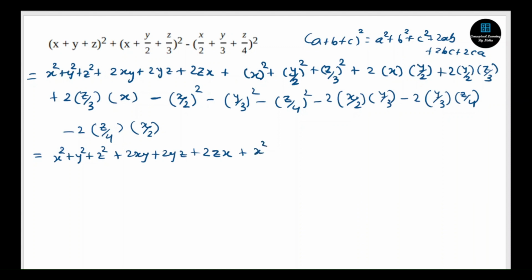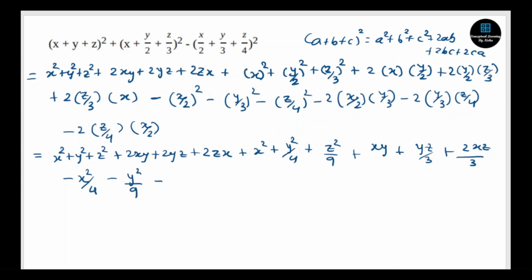Here x square plus y square upon 4 plus z square upon 9. Make the square correctly. Okay, now 2 is getting cancelled here, so xy plus yz upon 3 because 2 get cancelled, and here plus 2xz upon 3. Now minus x square upon 4 minus y square upon 9 minus z square upon 16.